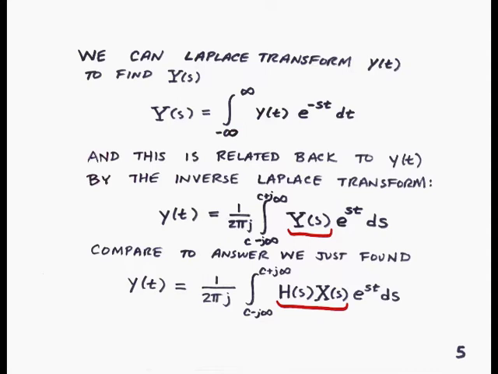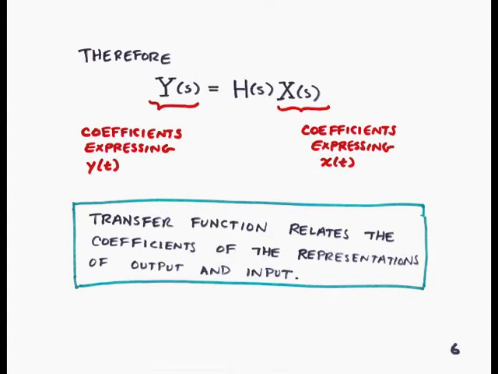So that then gives rise to this interpretation. When we write y of s is h of s times x of s, what we're talking about is how to express the coefficients of y of t's representation in terms of everlasting exponentials to the coefficients of the representation of x of t in terms of everlasting exponentials. The transfer function relates these sets of coefficients, and that's the meaning of it: a relationship between the coefficients in the expressions for the everlasting exponentials.